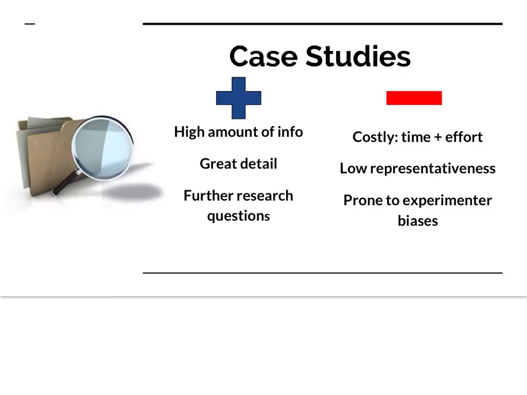This is why I wanted you to know these concepts beforehand: with case studies, the potential for representativeness and the ability to generalize the results to the population we're interested in studying is very low. And it's very prone to experimenter biases. Usually a case study is done by one or two researchers. So what do you think can happen there? If you already have an idea of a research question and you're investing all this effort, you're prone to confirmation bias.